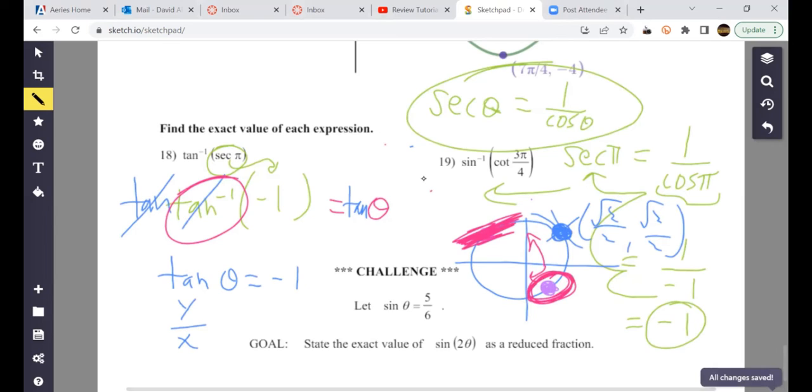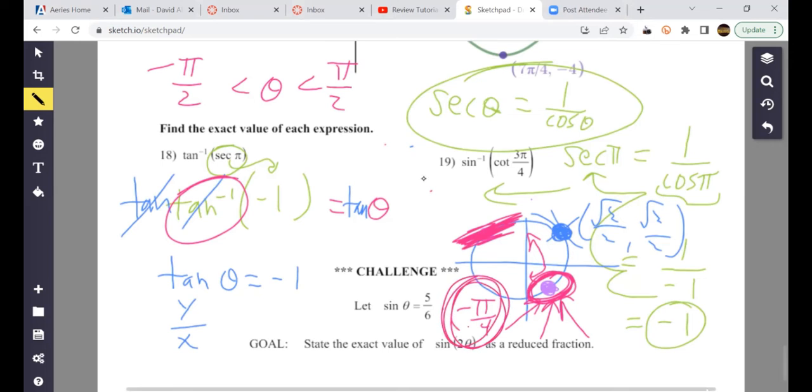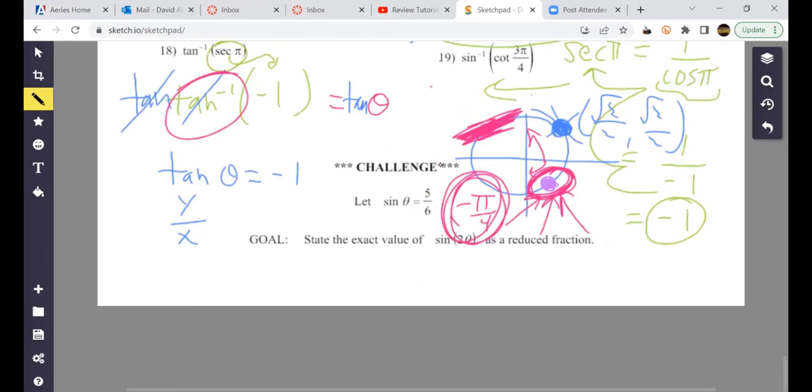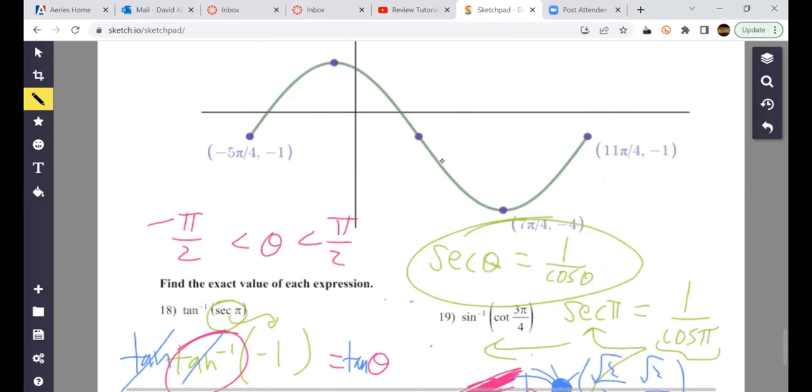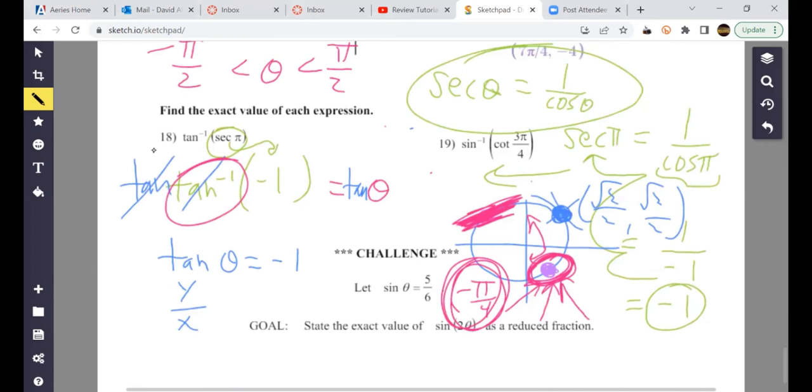But now you've got to pick the appropriate name. Recall from our notes that if you're dealing with tangent inverse, then your angle has to be between negative pi over 2 and positive pi over 2. And an appropriate name for this location would be negative pi over 4. And I believe that that's what it should be for number 18. Let's take a gander here. The answer key should be given to you guys. I think I printed the answer key. So for number 18, it should be negative pi over 4.